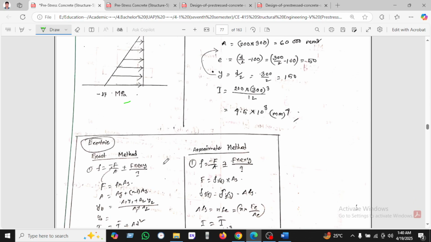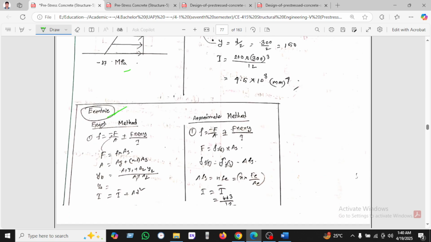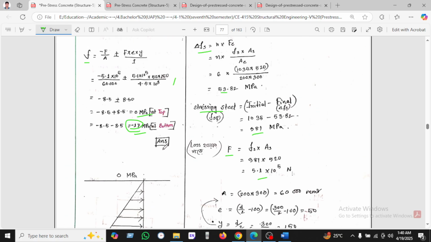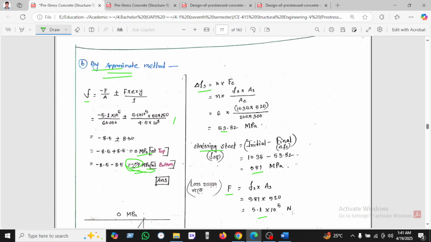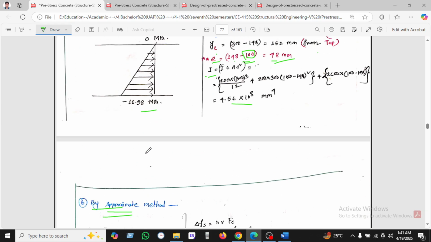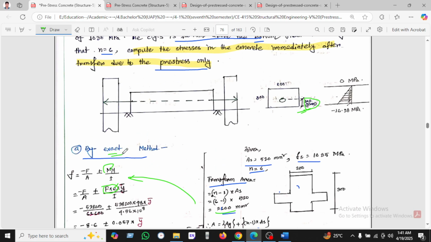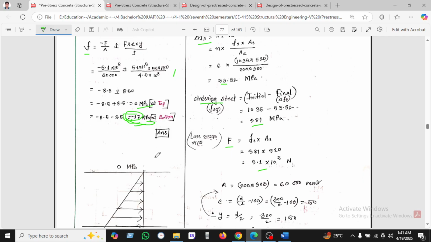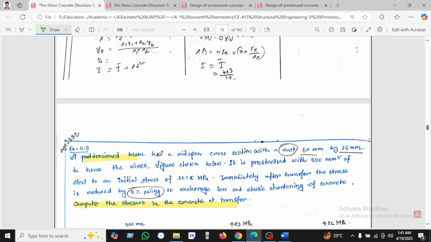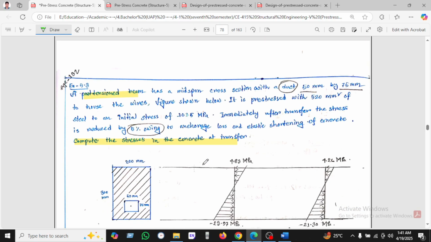So these are for the eccentric member. For the exact method we can use this formula. For the approximate method we can use this formula. Remember that when using the approximate method, we found the bottom is 17. On the other hand, when using the exact method, we found the bottom is 16.98. So these are very close. Okay, so you can use whichever you desire as usual.